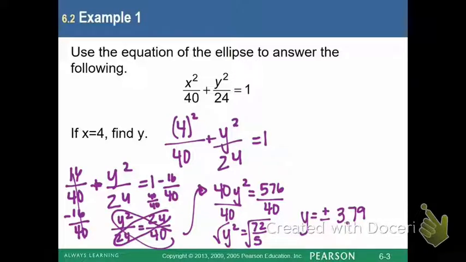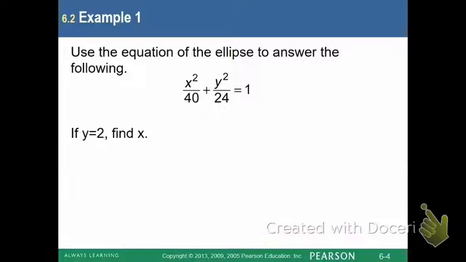In this case, it does make sense that you'd have two values, because if you're graphing this thing, it's centered at the origin, right? So whatever it looks like, if you're finding x equals 4, say that's right here, you are going to have two different values for that. So y is equal to plus or minus 3.79.